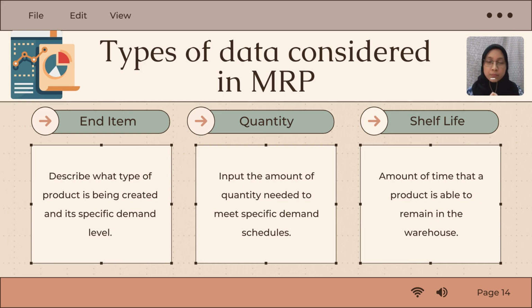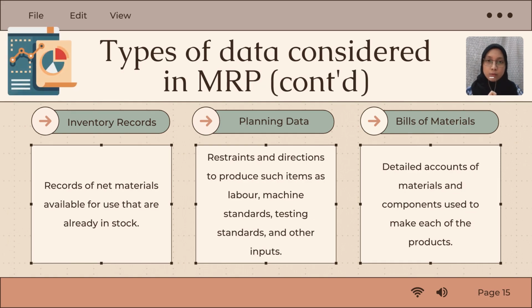Second, quantity. The system requires the user to enter the quantity required to meet certain demand schedules: how much product is needed to meet demand, and when it is required. And the third one is shelf life. The length of time a product can be stored in a warehouse is required for the planning aspect of an MRP system. Also, the fourth one, inventory records: records of net materials that are already in stock on hand and materials that are on order from suppliers.